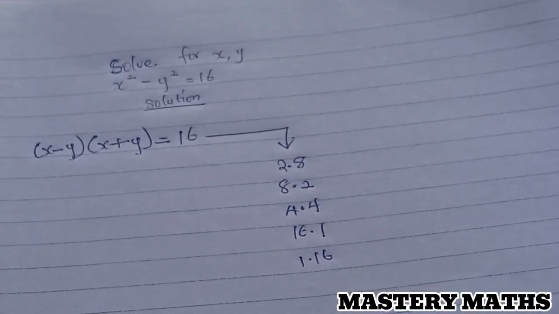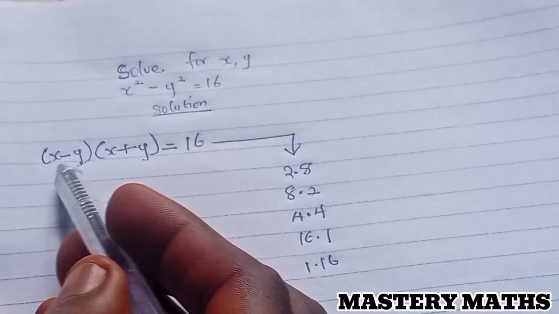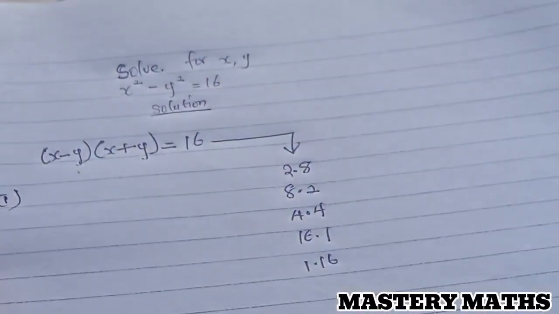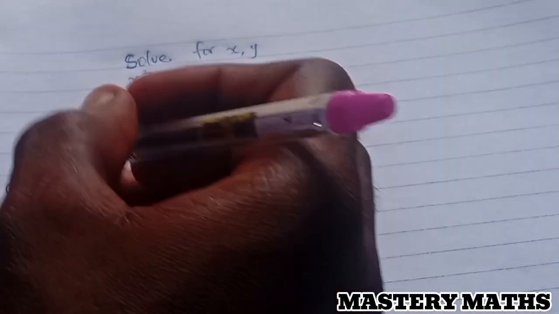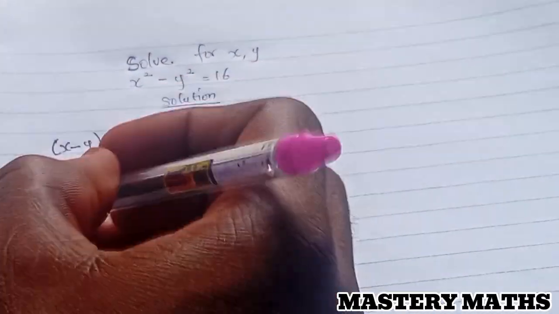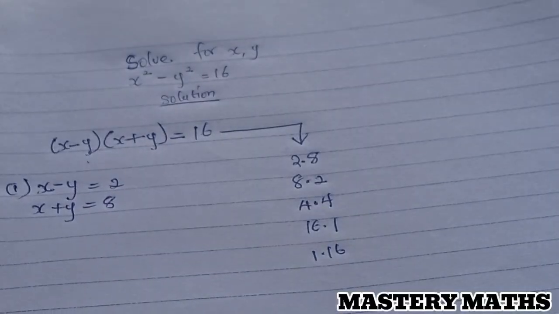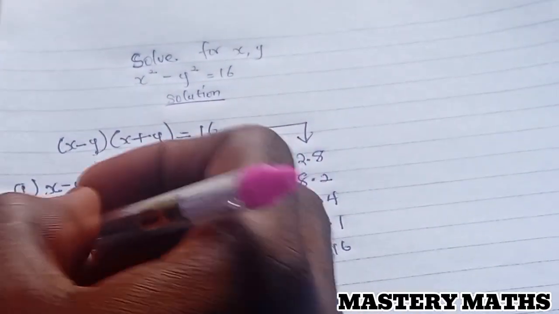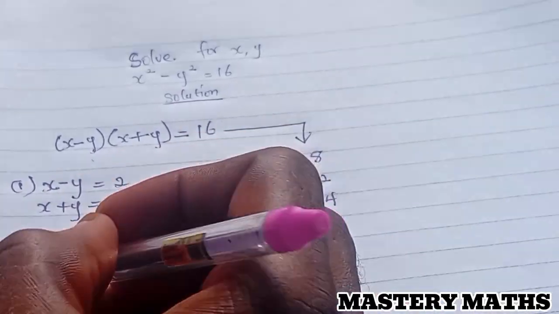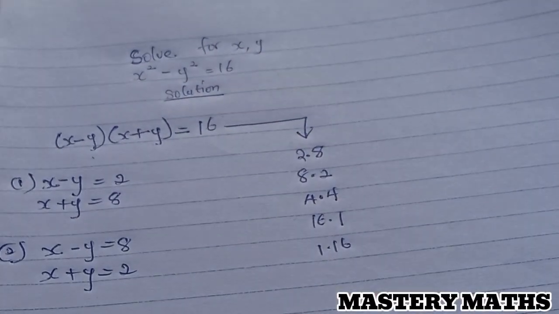So after this, what should be the next thing? Now we are going to take these pairs to work on. First of all, let's look at equation 1, which is the first one. Here you have x minus y equal to 2, and x plus y equal to 8. For the second one, you have x minus y equal to 8 and x plus y equal to 2.